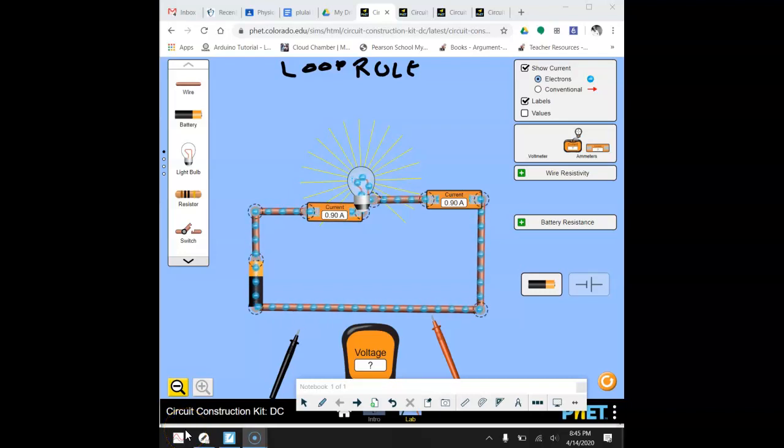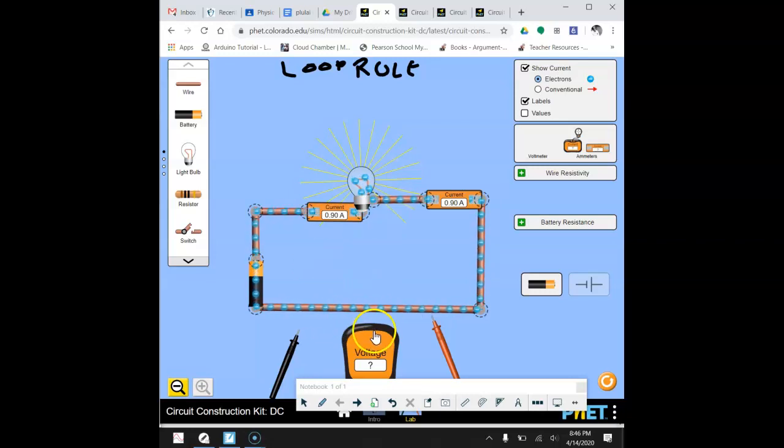Okay, so going through a little bit of a review of the loop rule, we're going to review it now, and then in a little bit we'll end up using it to do some other things. But it's been a while, so we'll take a look.